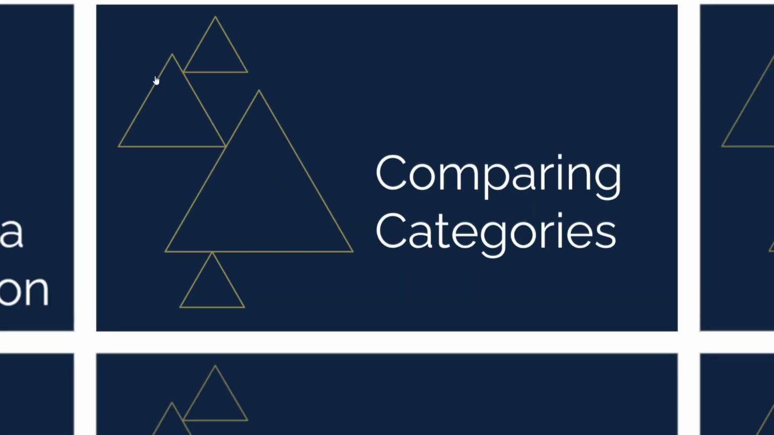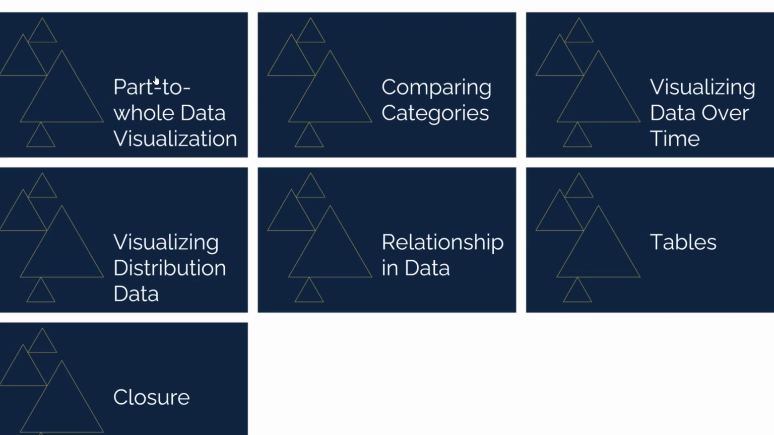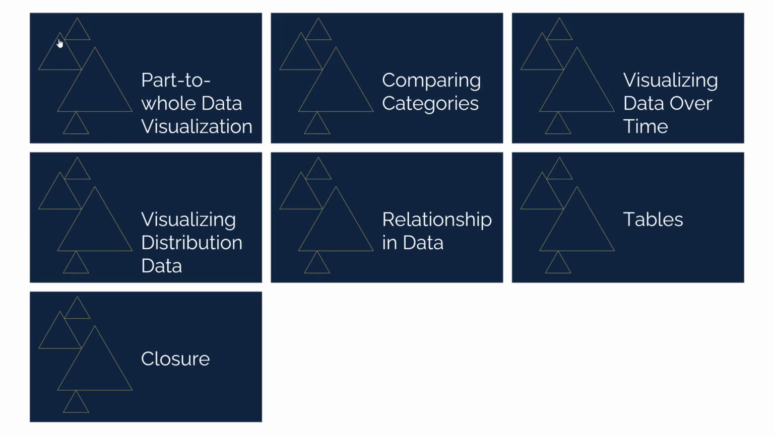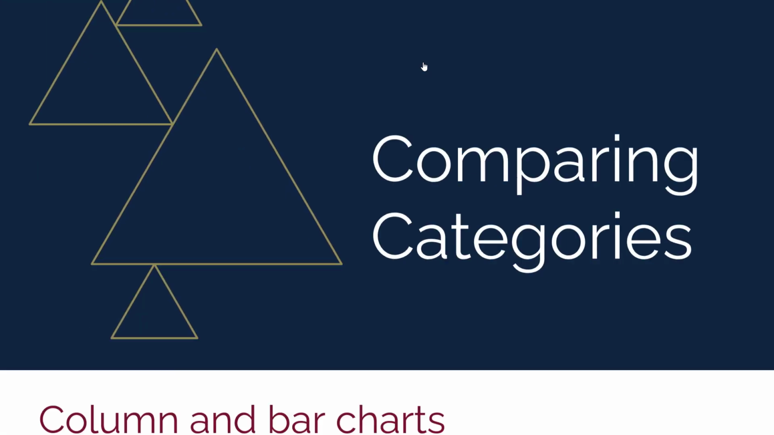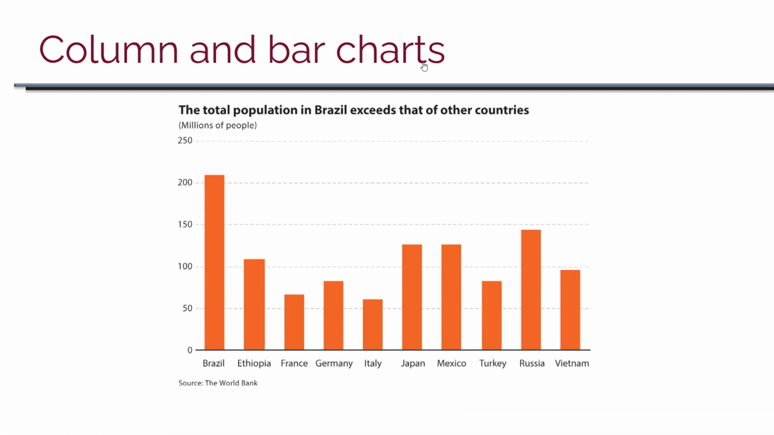Next, we'll go to comparing categories. So this one is a little longer. The good old column and bar charts. Essentially, if it's vertical, it's called a column chart. If it's horizontal, it's called a bar chart. I may just call all of them bar charts just so we don't get confused. They're all the same. It's just a matter of whether you rotate it or not. All the principles are the same for column charts and bar charts.